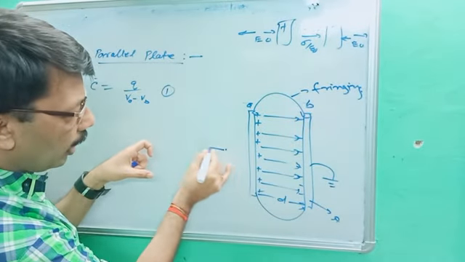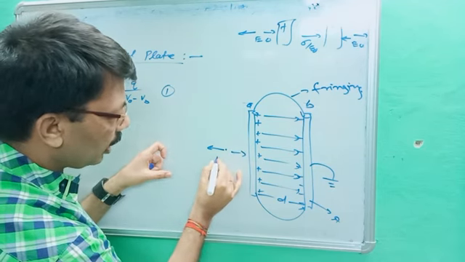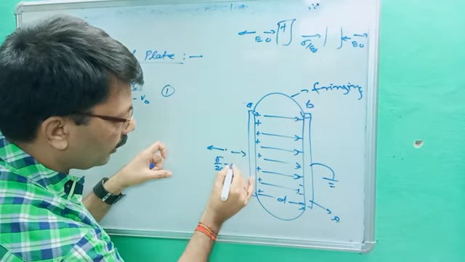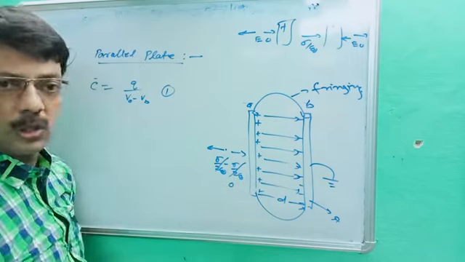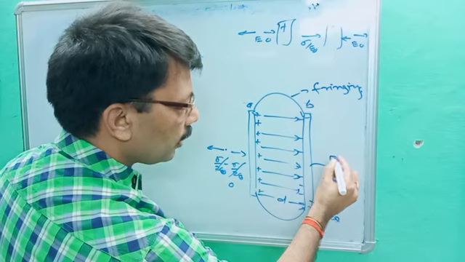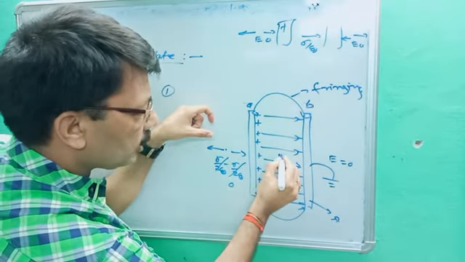This is plus, away from positive; this is negative, towards negative. The electric field sigma upon 2 epsilon naught minus sigma upon 2 epsilon naught cancel out, and the total electric field turns 0. Same thing here, electric field turns what? 0. And inside, between the plates, let us say the point is P.